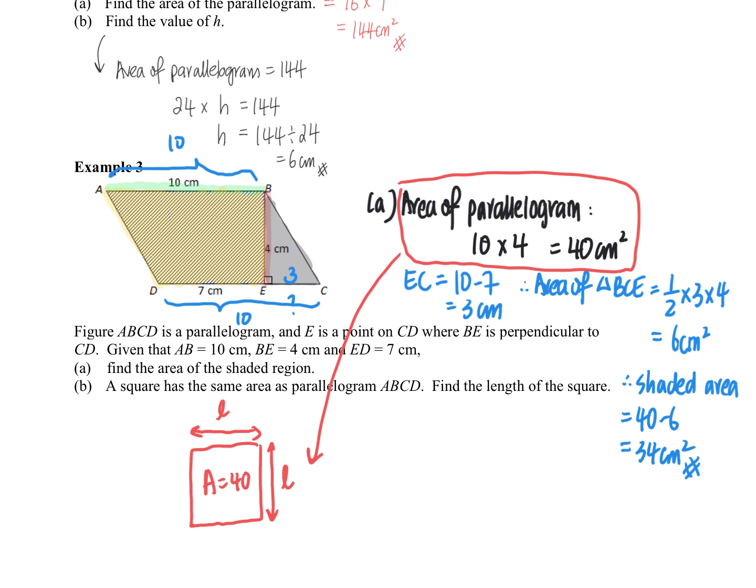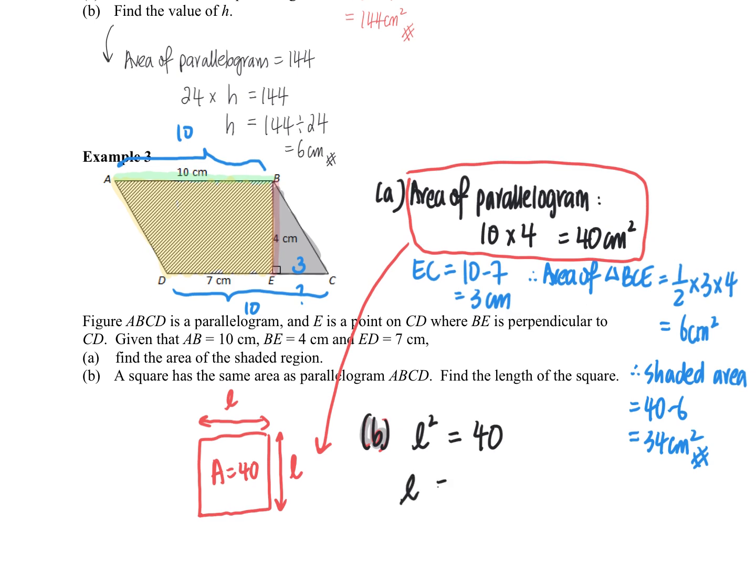Square. Magna, you want to try? 40 divided by 4? No. Square root. Because L times L, or rather L square is 40, right? So to find L, you need to take a square root of 40. So what should it be? 6 point something. Use calculator.